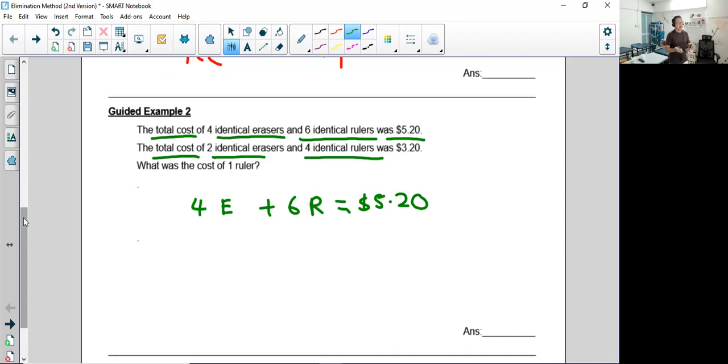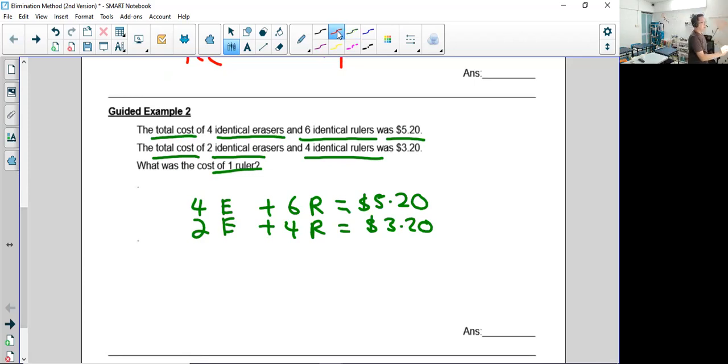When we solve something, how should we start? We start something like this. And the total cost of 2 erasers and 4 rulers was $3.20. Again, we look at the entire statement and we want to find the cost of 1 ruler. So you have to look at the entire statement to find the cost of 1 ruler. So what can we do? I can look at the entire statement, which is this one, and I play with it. I divide by 2.